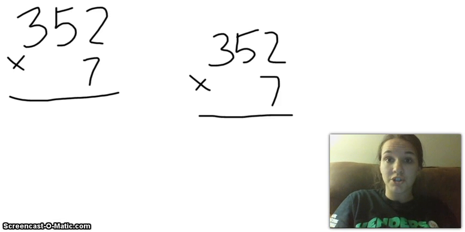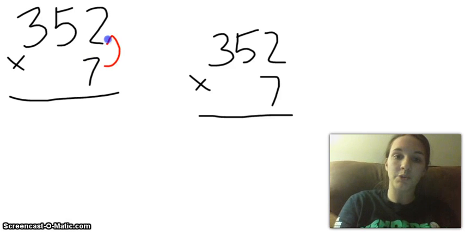The first thing I'm going to show you is partial products. Now, before you do the standard algorithm, it's a good idea to have the understanding of partial products. So let's do partial products on the left. When we do partial products, we're going to separate 352 out into its pieces, its values, and then multiply each value by 7.